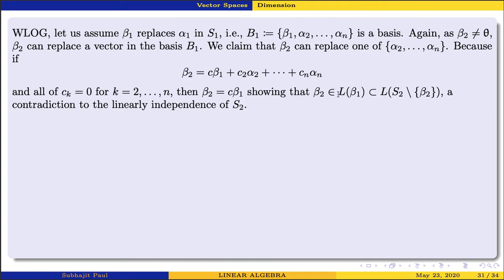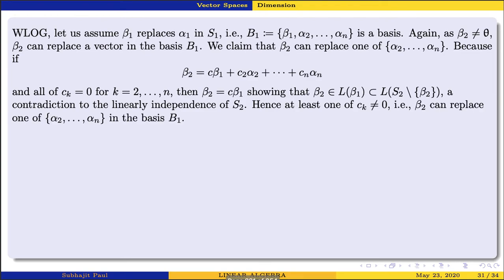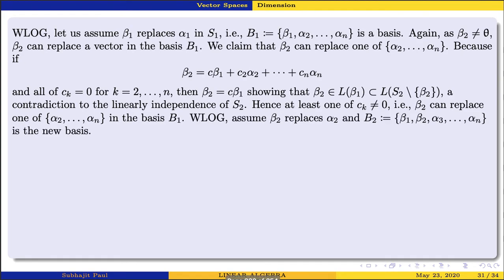Here again we have used the exercise we recorded earlier. So hence at least one of these ck is not 0. That is, beta 2 can replace one of these alpha vectors in the basis B1. Without loss of generality, I assume beta 2 replaces alpha 2, and B2 is beta 1, beta 2 and then alpha 3, alpha 4 up to alpha n is the new basis.